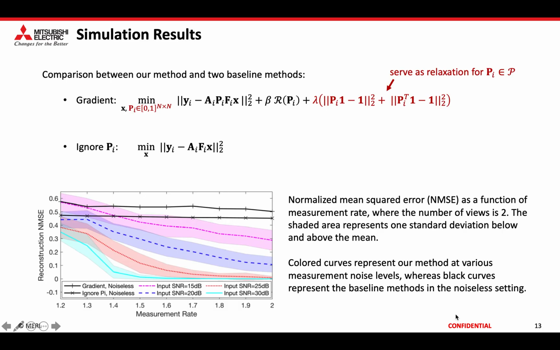Now, to see how well our method performs, we compare it with two baseline methods. The first one is labeled as gradient in the plot, which relaxes the permutation constraint to penalizing the column sum and the row sum of the matrix being different from 1 by a differentiable term, so that the gradient method can be directly applied. The second baseline approach simply ignores Pi, assuming that the motion tracking system is perfect. From the plot, we can see that our method outperforms the baseline methods at all tested measurement rates and all measurement noise levels.